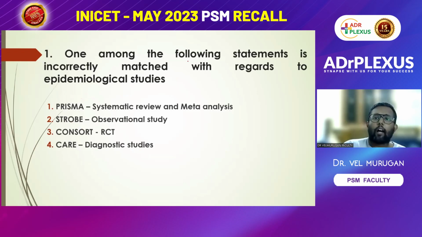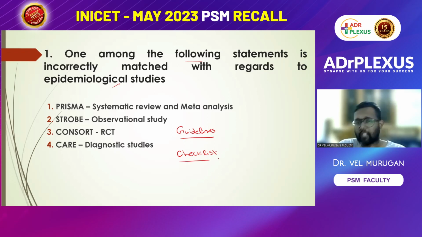One among the following statements is incorrectly matched with regards to epidemiological studies. Whenever we do an epidemiological study like a case control study, a cohort study, a randomized control trial, or a systematic review and meta-analysis, there are some guidelines on how we should do it. It is called the checklist. So they have a checklist for various studies. While doing the study, you have to see the checklist and see whether the study is done according to it or not.